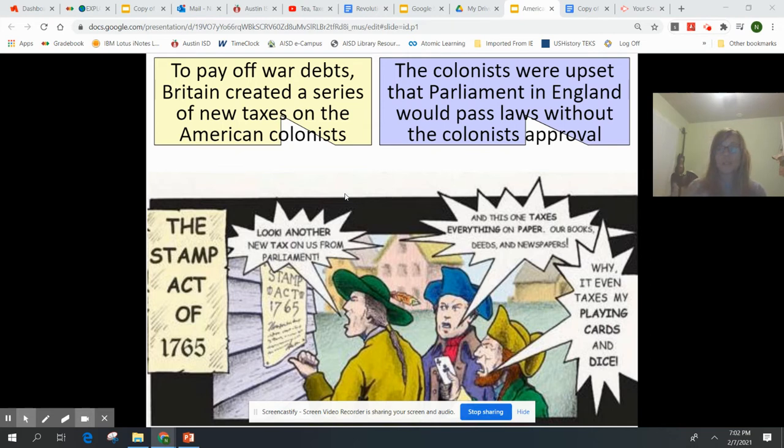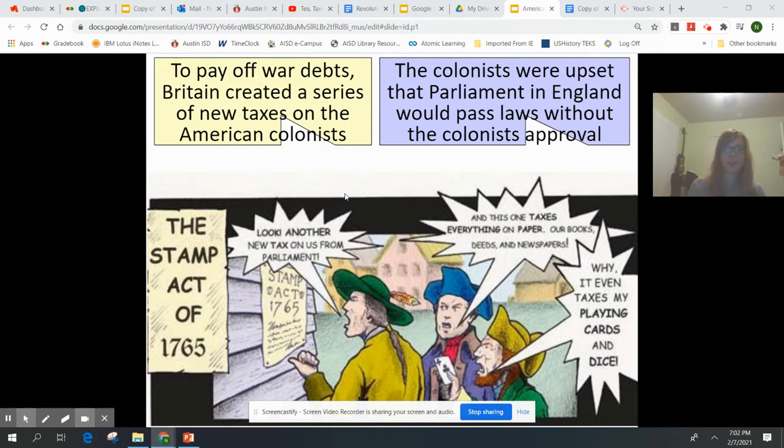The colonists are also going to continue to settle and disturb Native American tribes who were living in the West as well. And so the British are going to send troops to protect the colonists.